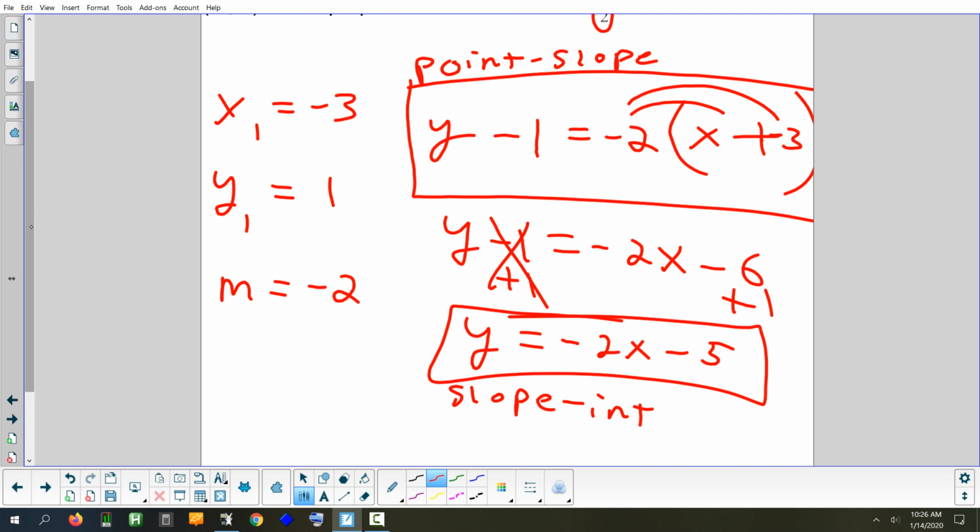So this is basically the same thing as perpendicular, right? Parallel and perpendicular are almost the same thing. It's the same math steps. You're just changing the number that you use right here. For parallel, you use the same number. For perpendicular, it's opposite reciprocal.